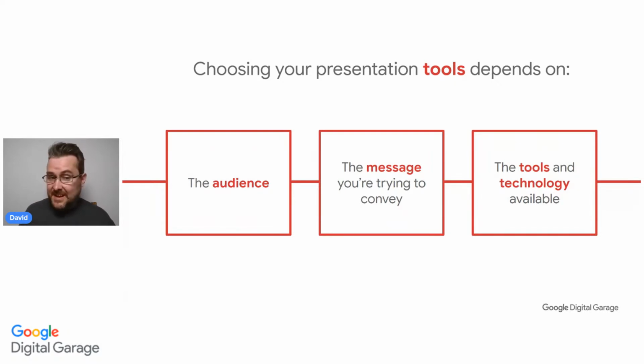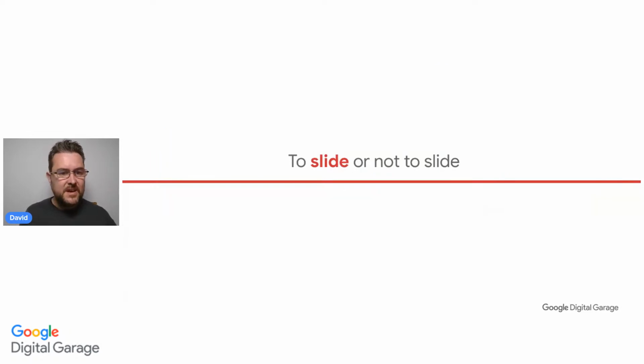When selecting an online meeting tool like the one that we're using right now, think about how many people can attend. In this case, the sky's the limit because we're using YouTube Live. And whether you can share your slides, as we're doing right now, and whether the audience is the same size, is in the same location, the message that you're trying to convey, and again, the tools and technology that you have available.